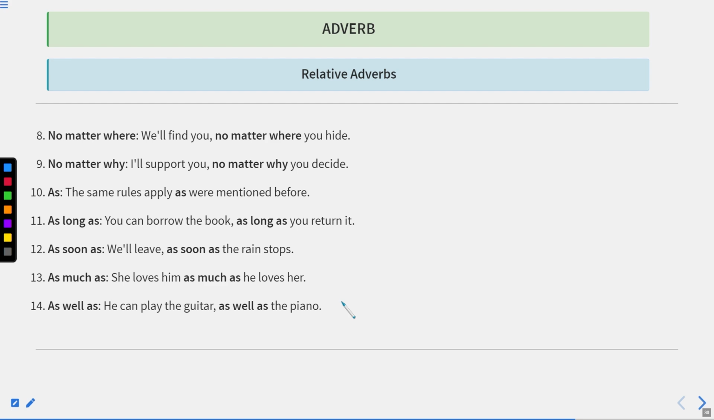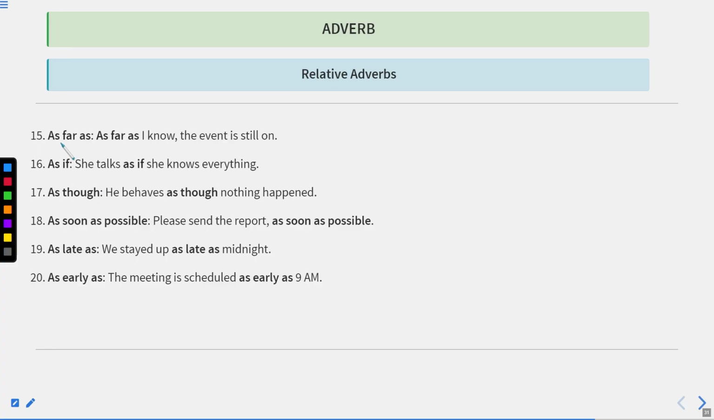We have already covered these topics in the part on determiners and connectors. As much as: as much as she loves him, as much as he loves her. As well as: he can play the guitar as well as the piano. As far as I know, the event is still on. As if: she talks as if she knows everything. As though: he behaves as though nothing happened.